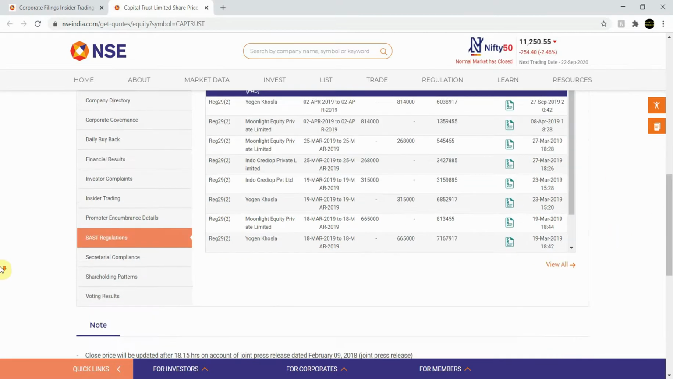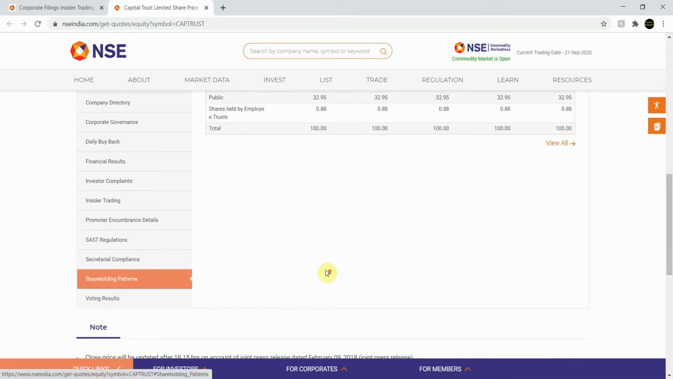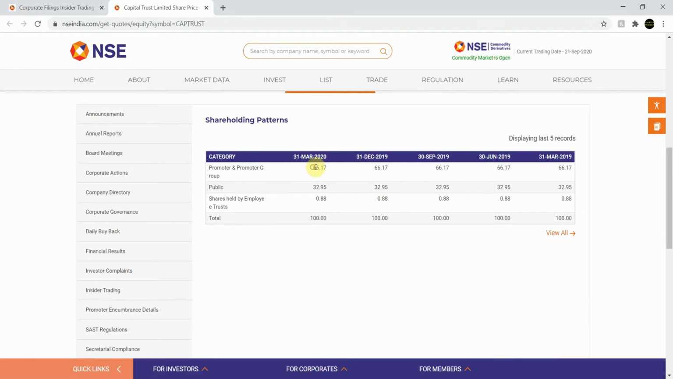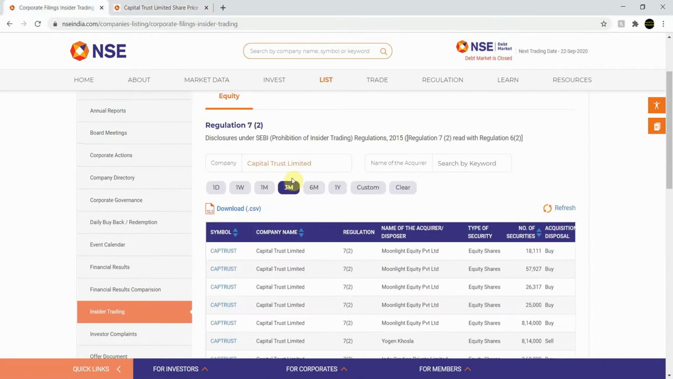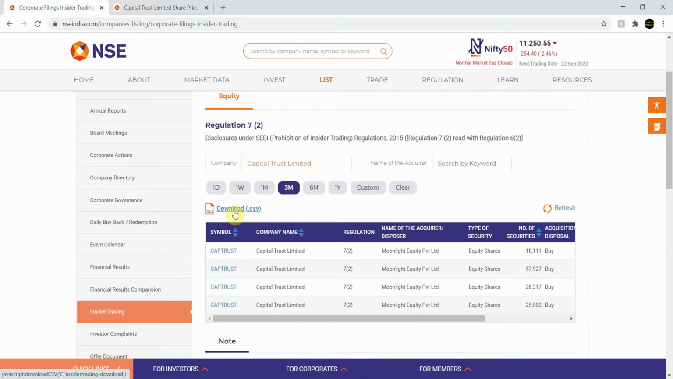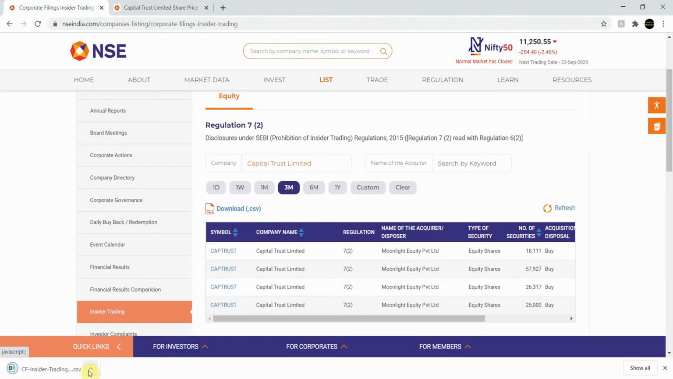So keep a closer look at the dates. Okay, shareholding we have done. Shareholding is greater than 50%, as you can see. Next we want to check the earnings per share, that is optional, and the last parameter. Earnings per share is not reported for this, but it has been reported here, that is 0.56, so it's a positive number. So I will color code it as green. But before color coding it as green, let me quickly download the 3 months insider trading report of Captrust only. So I will go ahead and download it.